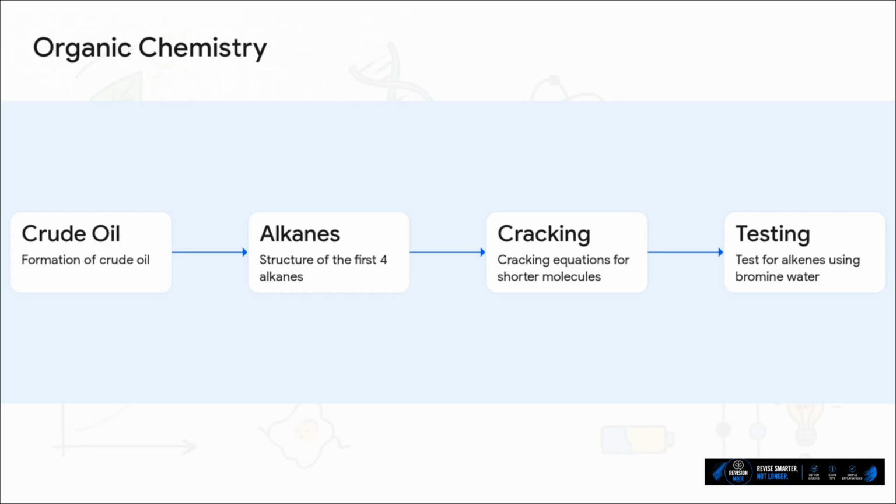And hey, do you remember the alkene test? You just add bromine water and it goes from orange to colorless. Such an easy mark to pick up.